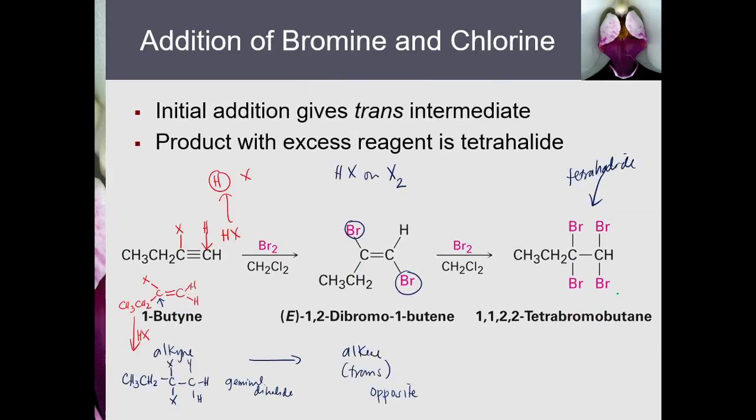Ngayon, so ito naman yung sinasabi ko nga sa inyo, initial addition will give you a trans intermediate. And if you will react the product, yung ating intermediate na alkene, the alkene product will react with the excess reagent, it will now become a tetrahalide. So yung susunod na example dito is paano kapag yung i-add natin doon sa inyong alkyne ay HX.